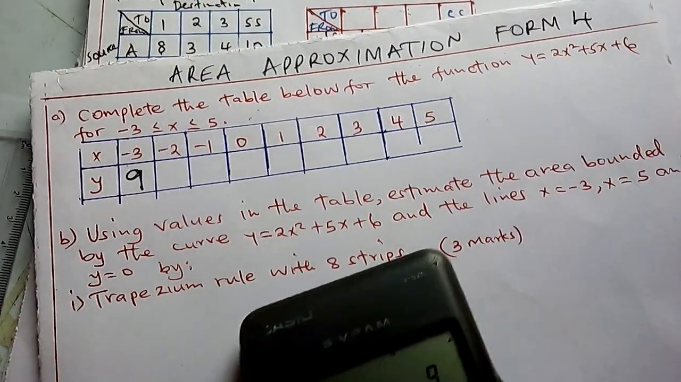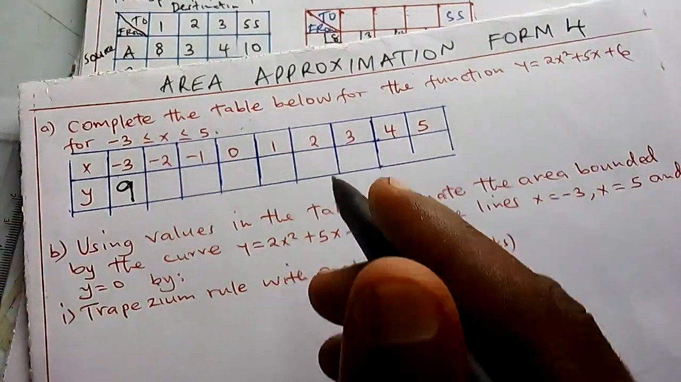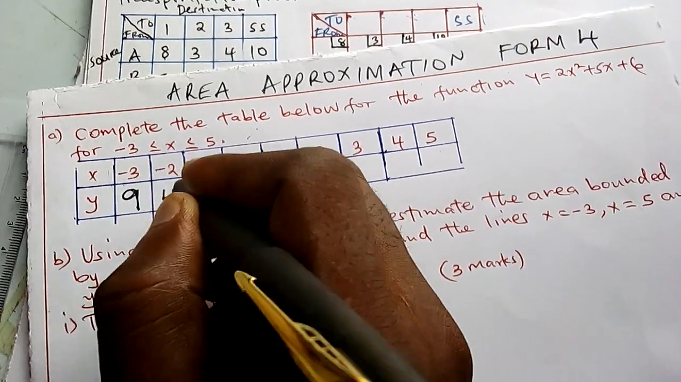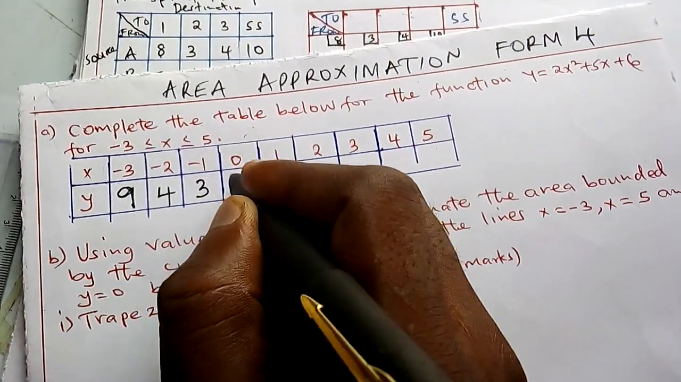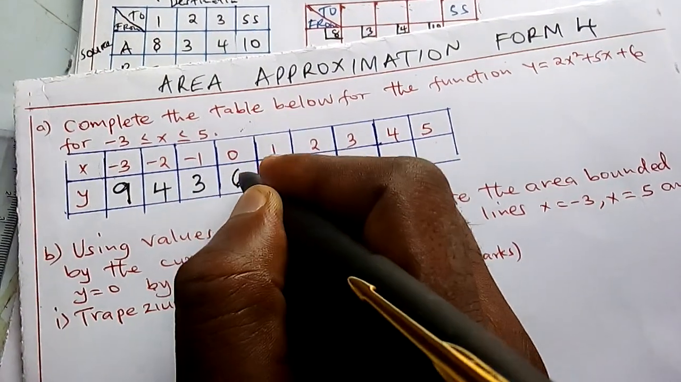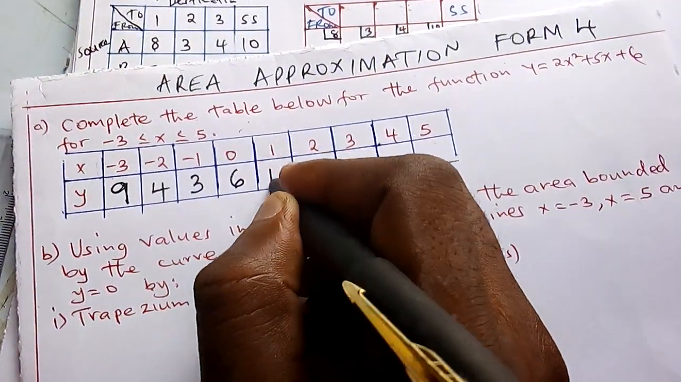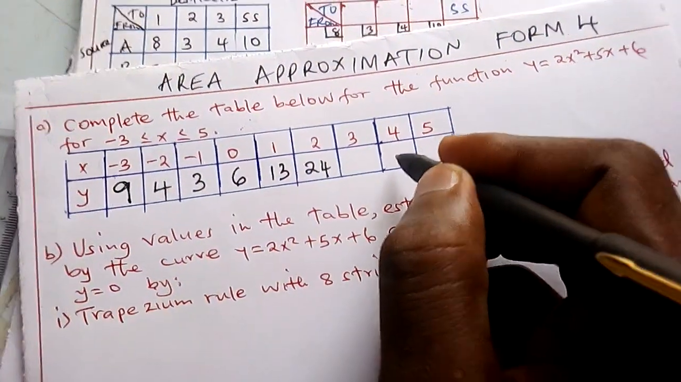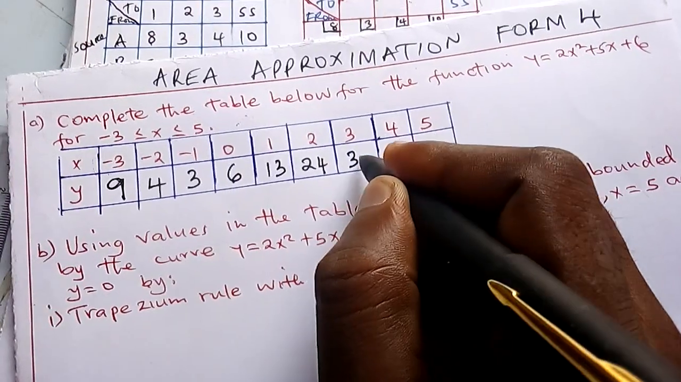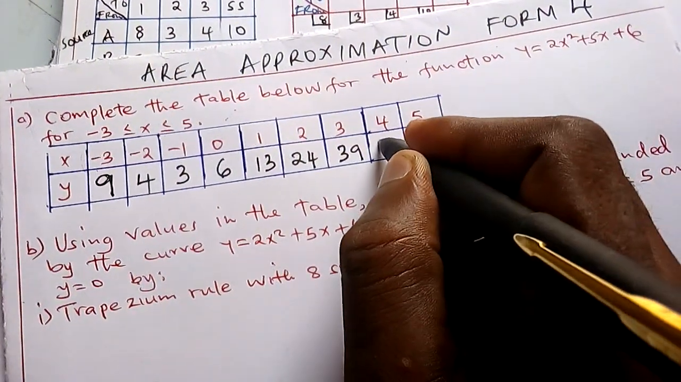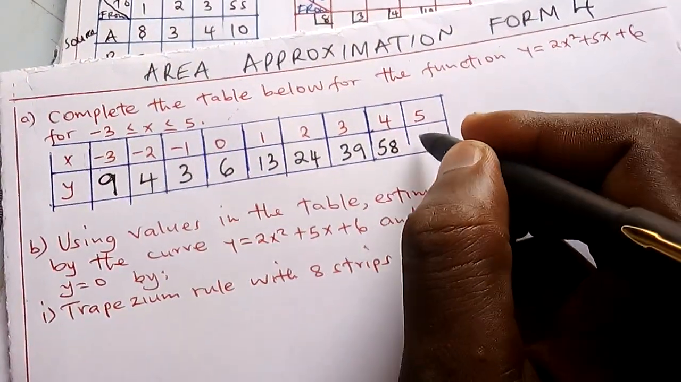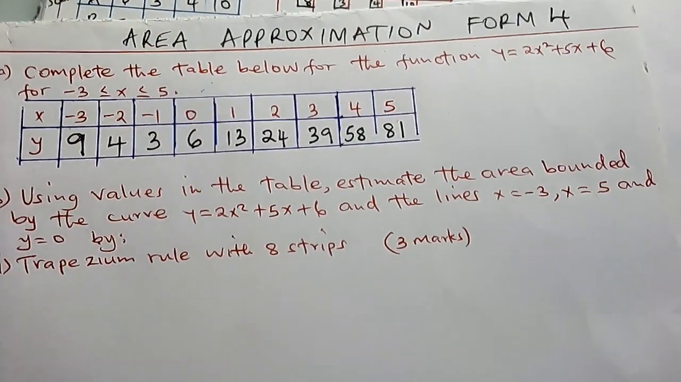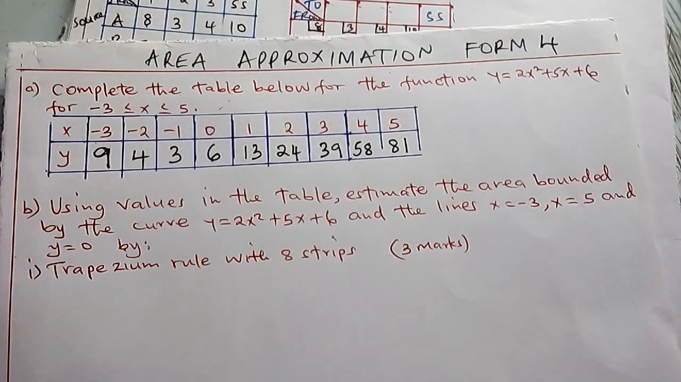So for example, under -3 we have 9. That's 9. Then if you do the same, you are going to get here 4, then 3, then 6, then 13, then 24, then 39, then 58, then 81. So that's what you are going to have filling the table.